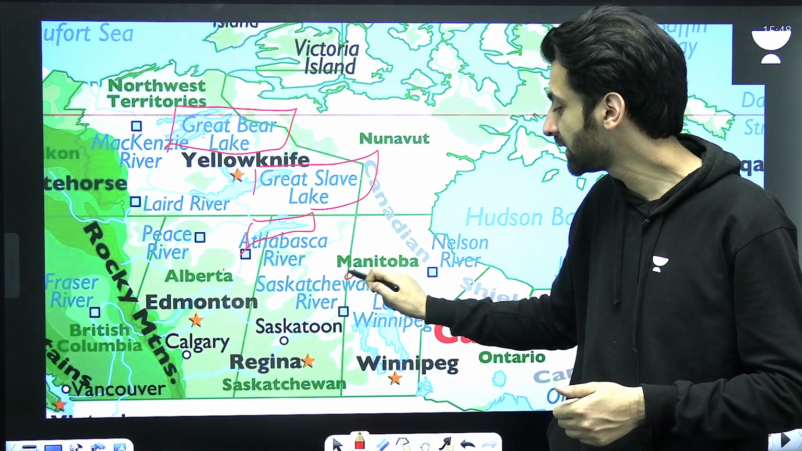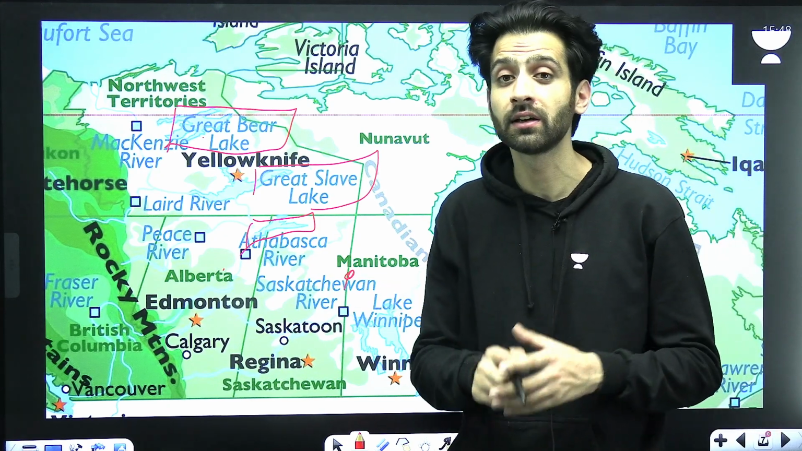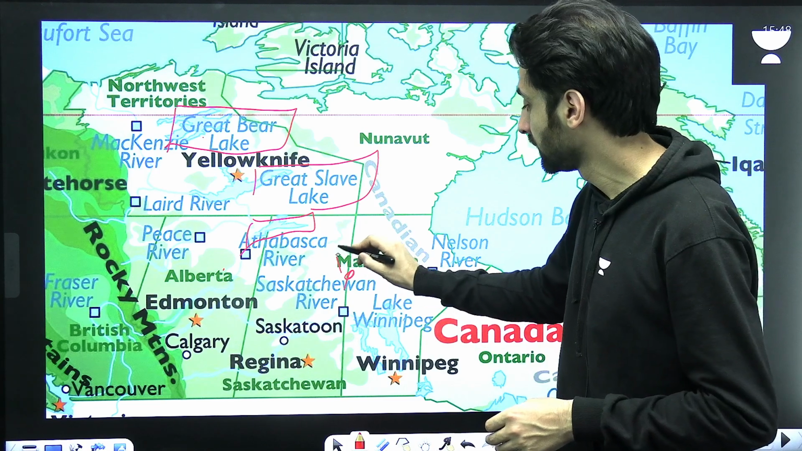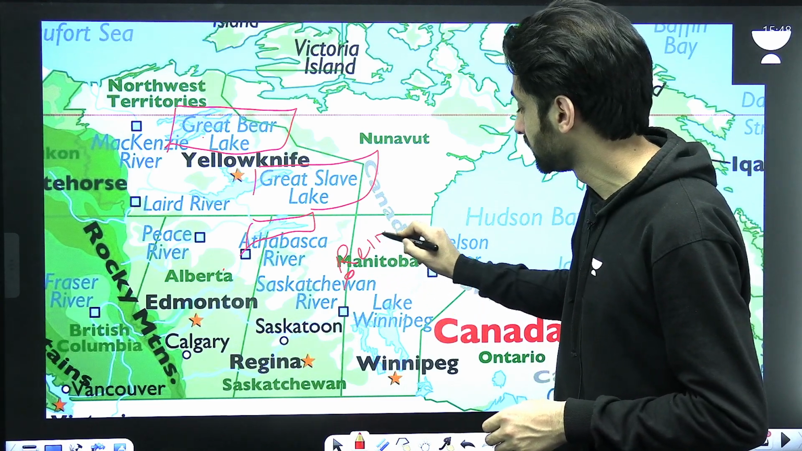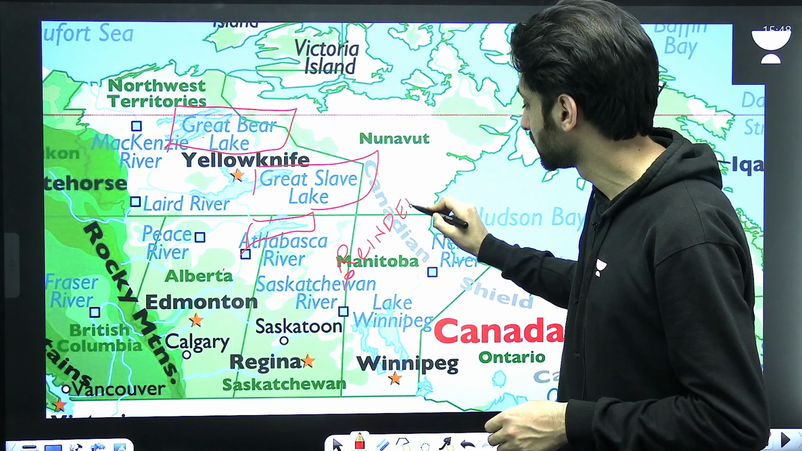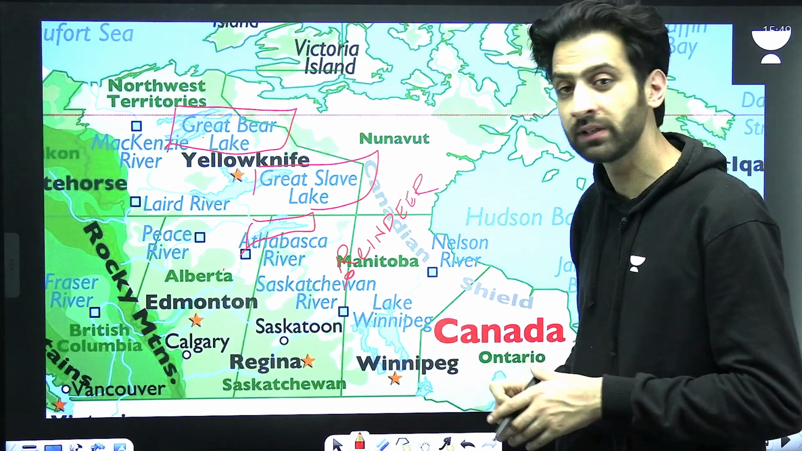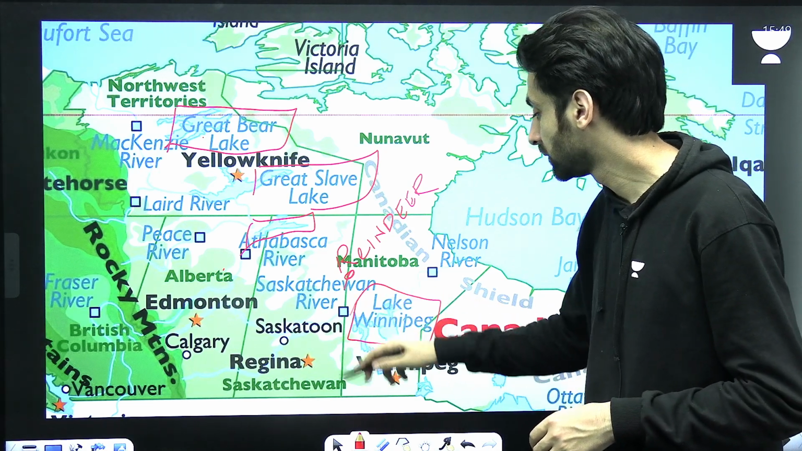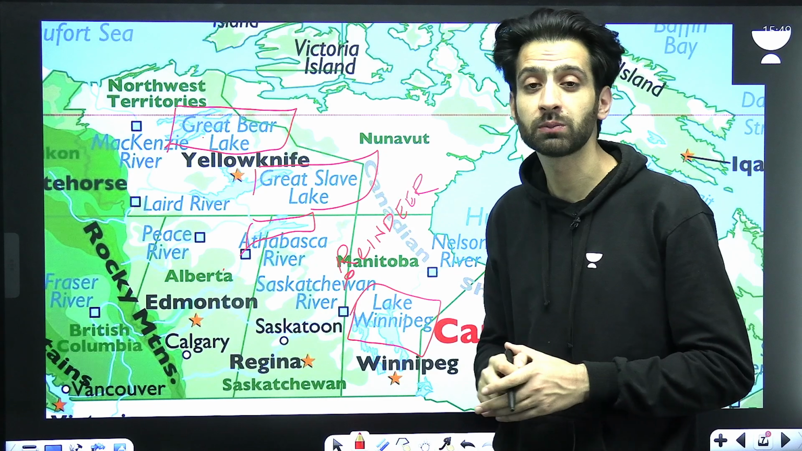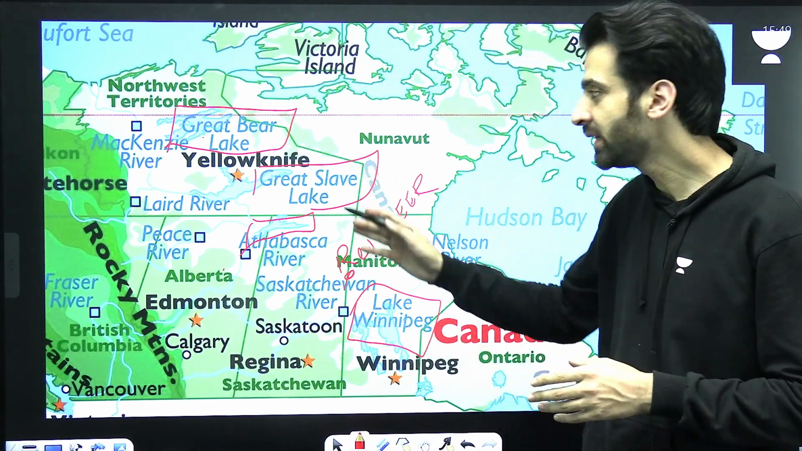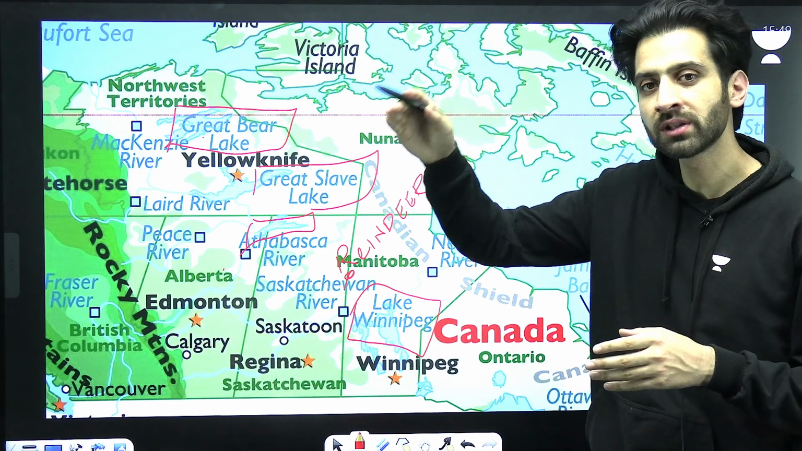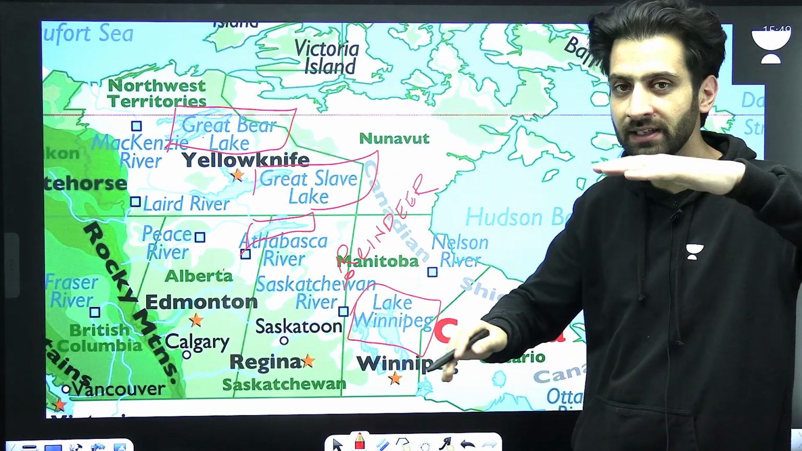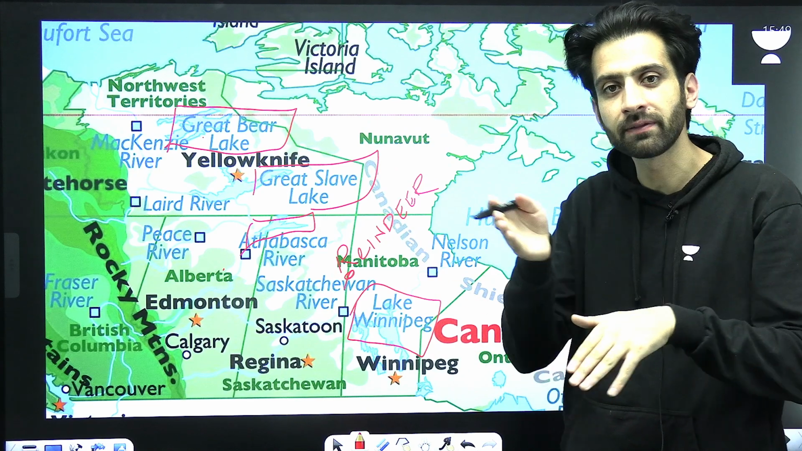You will find one more lake here, that is Reindeer Lake. That is the 4th lake. And number 5 and very important, Lake Winnipeg, located in the province of Manitoba. So 5 lakes, you need to remember the sequence from north to south. Bear Lake, Slave Lake, Athabasca Lake, Reindeer Lake, and finally Winnipeg.